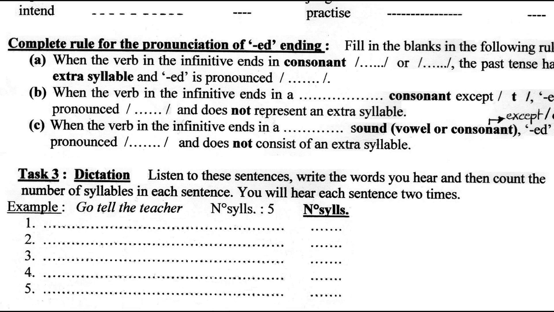So the sentence was, vegetables are expensive at the present time. Vegetables are expensive at the present time. Good. So how many syllables do we have in this sentence? You make a pause and you count. Okay?